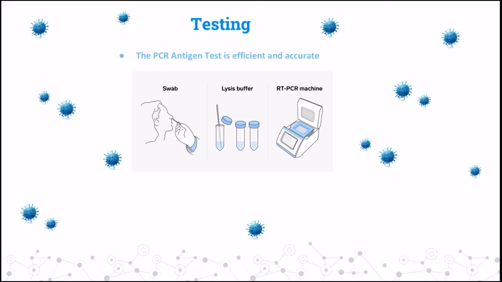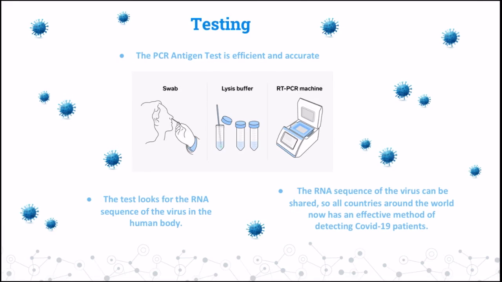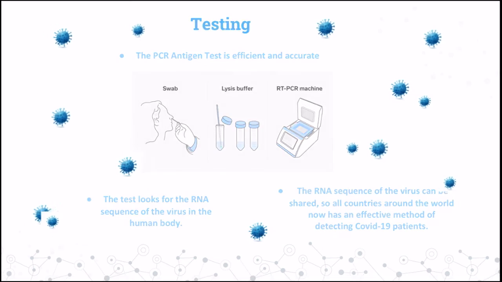Well, the second thing the government is performing is the test called the PCR antigen test, which is more efficient and accurate. So there's very low likelihood of the test making a mistake. The RNA sequence of the virus can be shared. So every country around the world has access to this sequence.